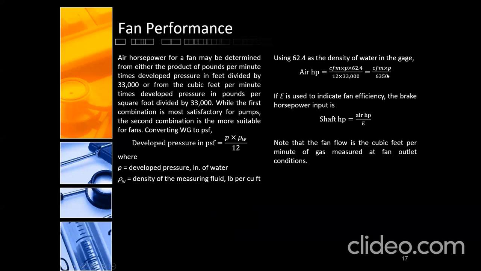So nakita niyo sa ibang lecture to, di ba? FE is used to indicate fan efficiency. The brake horsepower input is, suppose power is equal to air power over E. Note that the fan flow is the cubic feet per minute of gas measured at the fan outlet condition.